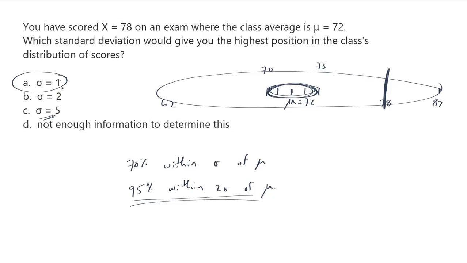So a small standard deviation means that your score stands out dramatically. If you are above the class average, you are dramatically above the class average when you have a small standard deviation. If you were below the class average, you would be dramatically or significantly below. So with a standard deviation of 1, a score like 78 is significantly higher than the central tendency or the mean of 72. So the answer here is A.